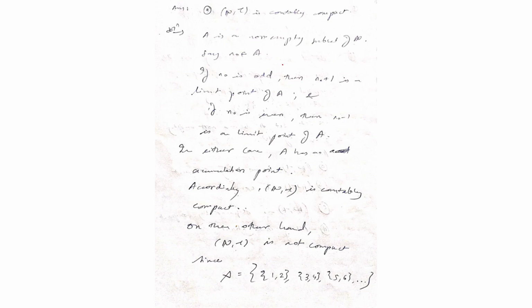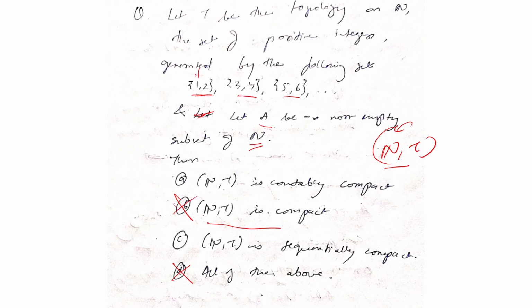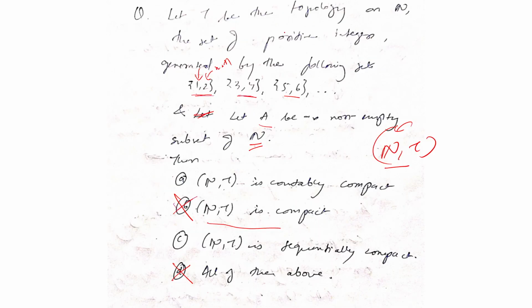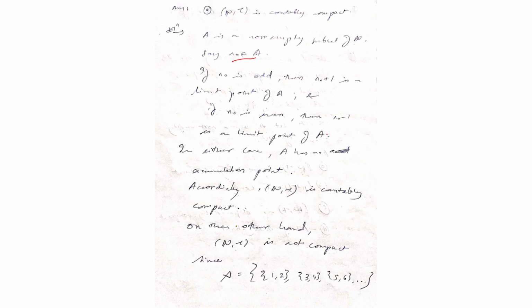Okay. So here A is a non-empty subset of N, the natural numbers. Let's consider a point n naught from A. Now if n naught is odd, then n naught plus 1 will form an accumulation point, that is a limit point of A. And if n naught is even, then this will form a limit point of A by the definition of accumulation point of a subset in a topological space. So in either case, A has an accumulation point. Whatever you take, you will get an accumulation point.